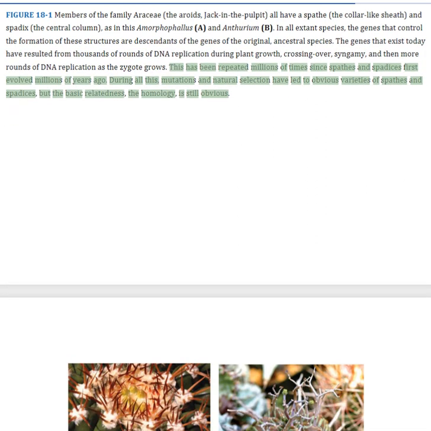This has been repeated millions of times since spathes and spadices first evolved millions of years ago. During all this, mutations and natural selection have led to obvious varieties of spathes and spadices, but the basic relatedness, the homology, is still obvious.